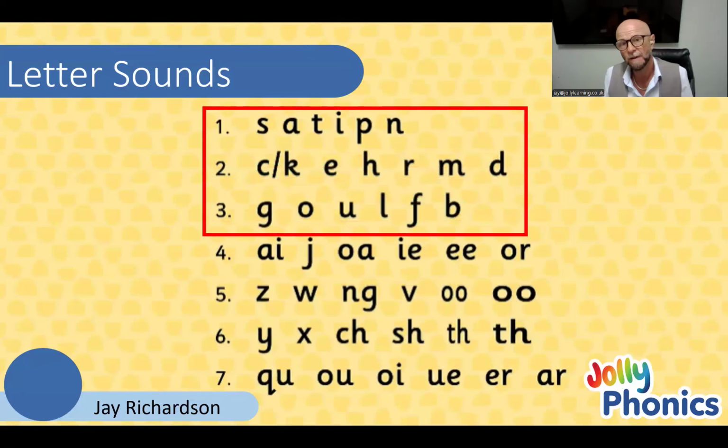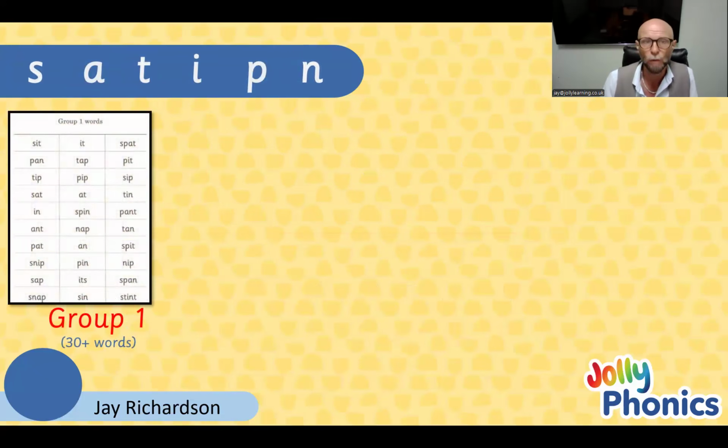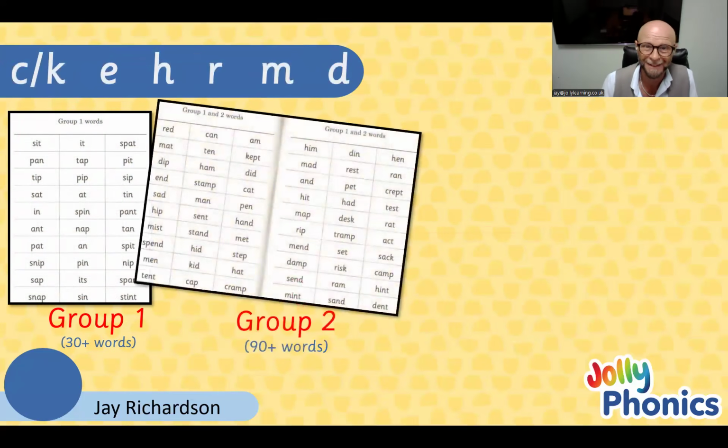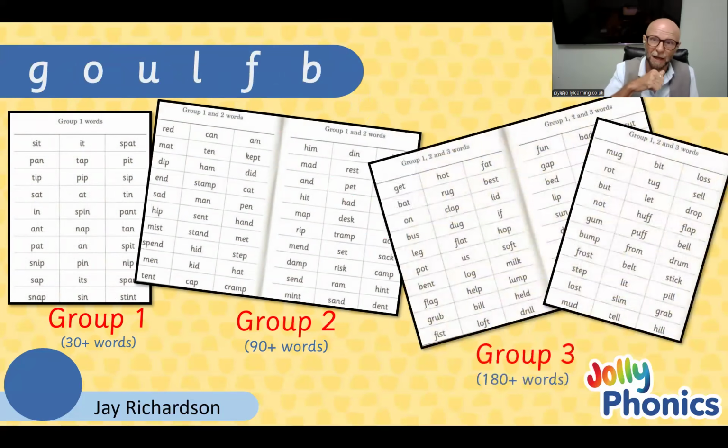But after you get through the first 3 groups, how many words do you think you have access to as a teacher to work with your kids? You'd be surprised. Let me show you. Group 1 gives you over 30 words. Group 2 gives you another 60 words. That gives you over 90. And then group 3 gives you another 90 words. That gives you 180 plus words, like 200 plus words to play with.